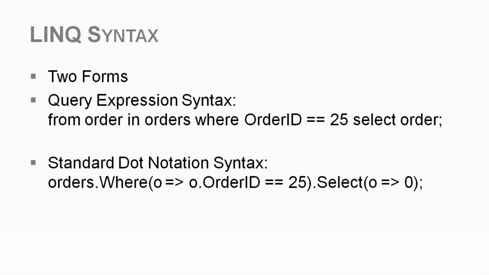The other form of syntax is a standard dot notation syntax, where we have orders, which is going to be our collection that we've already established, and dot where, and this is where we create the where clause, and we use a Lambda expression for that where clause. So our order ID has to equal 25, and then dot select, and we again use a Lambda expression. In this case, we're going to return all of our orders.